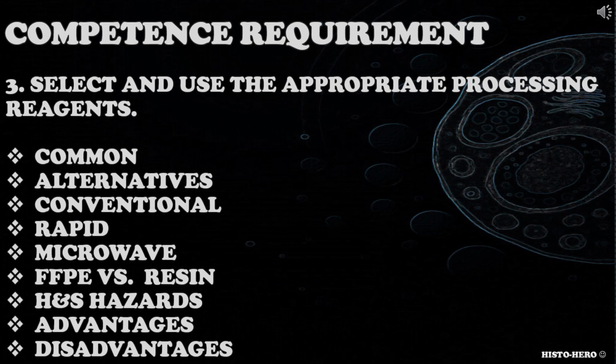When addressing this competence requirement, candidate could consider common versus alternative reagents, reagents used during conventional, rapid or microwave-assisted processing, PE versus resin processing reagents, health and safety hazards associated with reagents used, their advantages and disadvantages and so on.